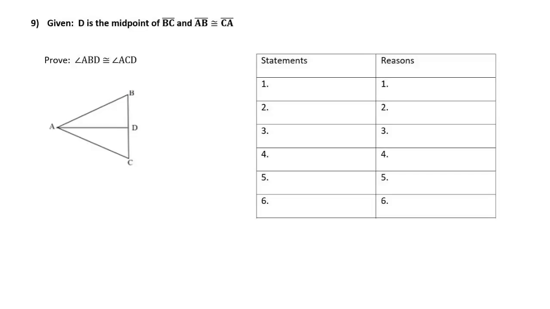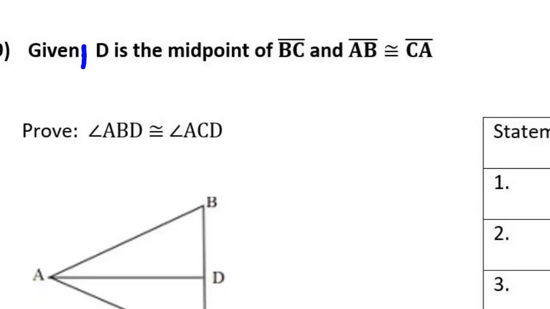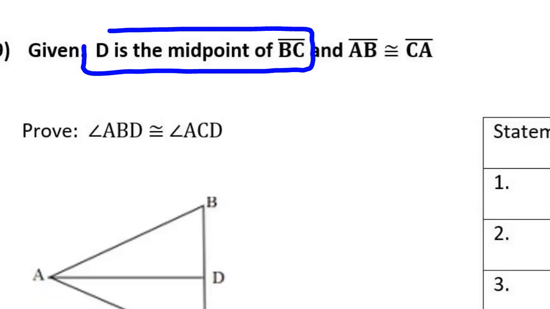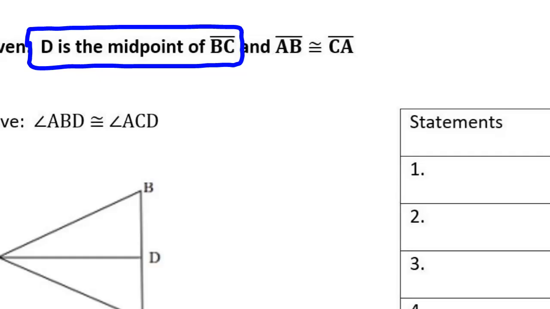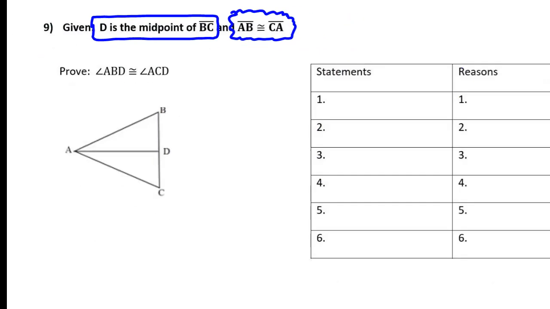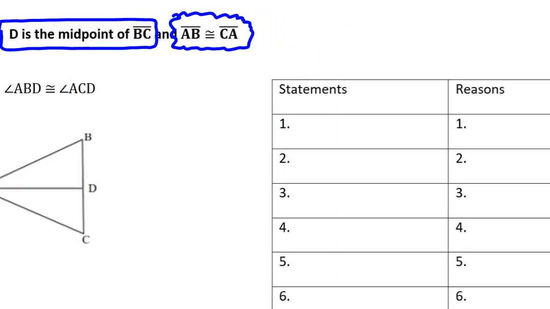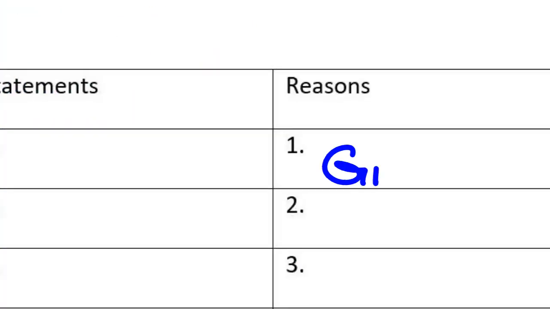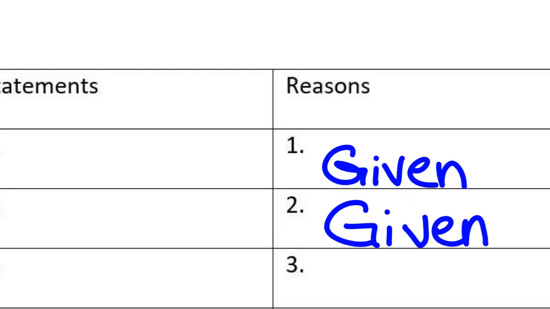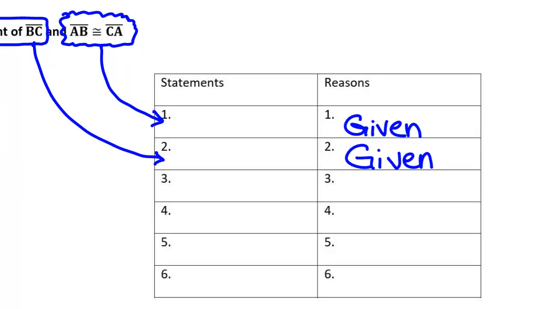Another proof. Number 9. I have two pieces of given information again. I have D as the midpoint of BC, and I have AB is congruent to CA. And because I don't have a whole lot of room on either of these lines, I'm going to put one piece of given information on each line, and I'll just use the reason of given twice. If I end up not having enough boxes, because I really should have put it on one line together, I'll just add a box at the bottom.